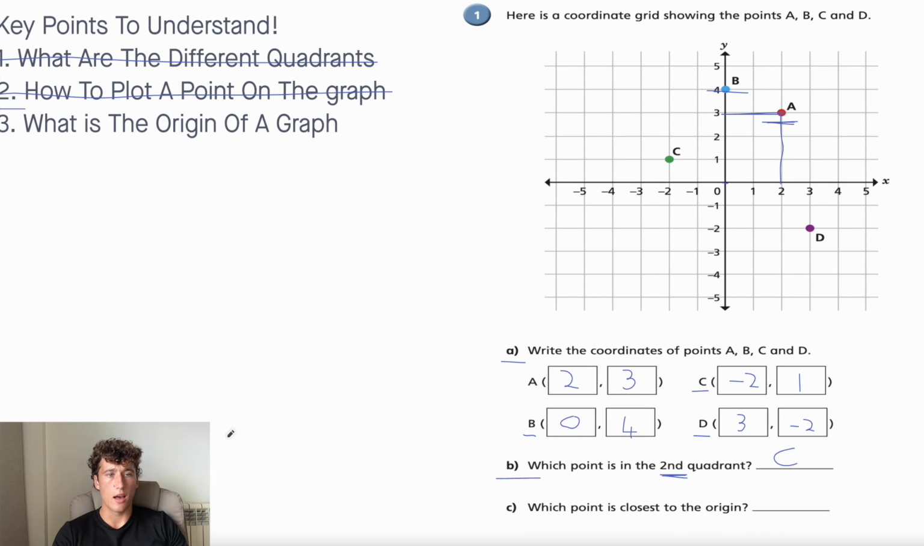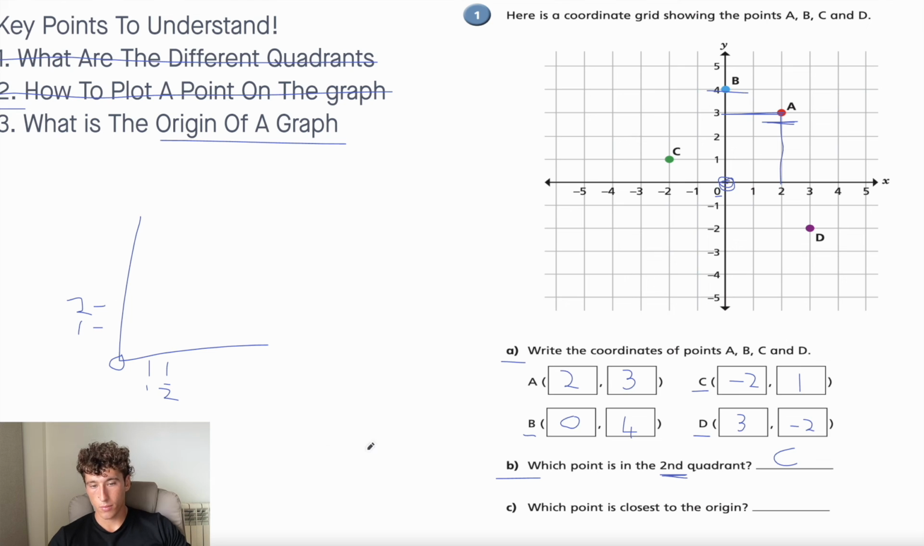And finally, we have point 3, which is what is the origin of a graph. So here, origin is really simple. The origin of any graph is where the graph is at 0 and 0 on both the x and y axis. So here, it's going to be right in the middle because we've got 0 here on the x and it's also 0 on the y. So when there's a 0, 0 coordinate, that is always the origin. So if we had a graph like this and we had numbers going up this side and also numbers up this side, the origin of this graph is going to be here where it's at 0 and 0.